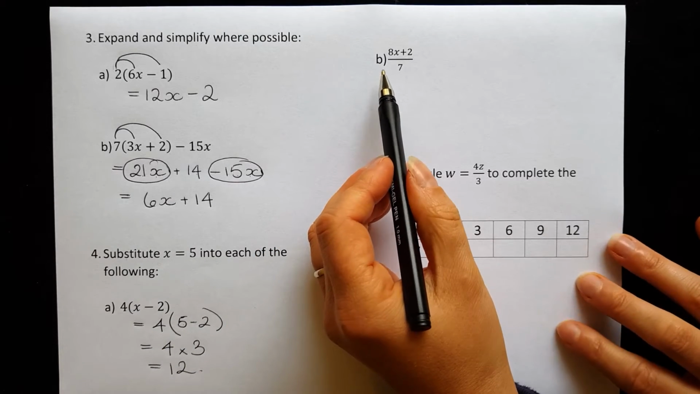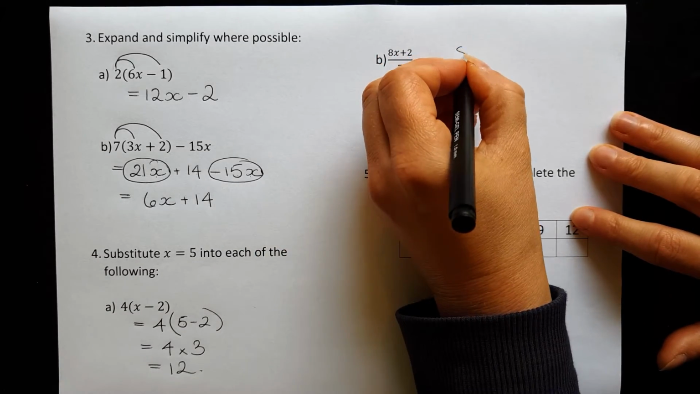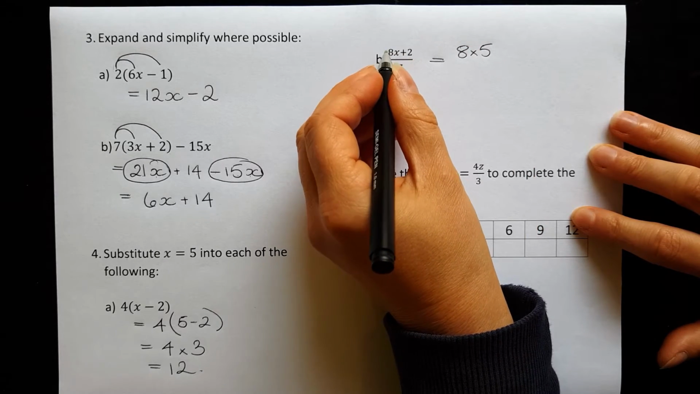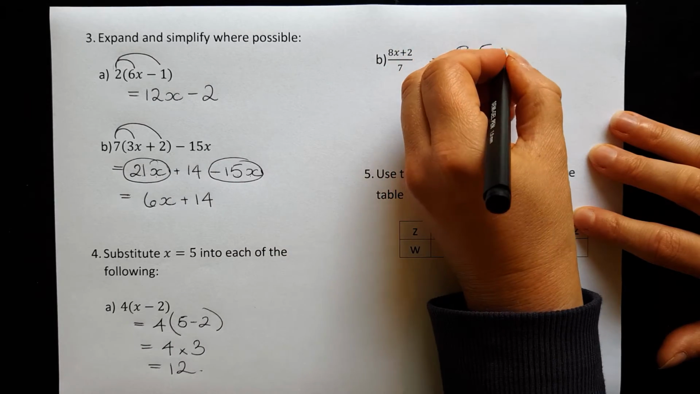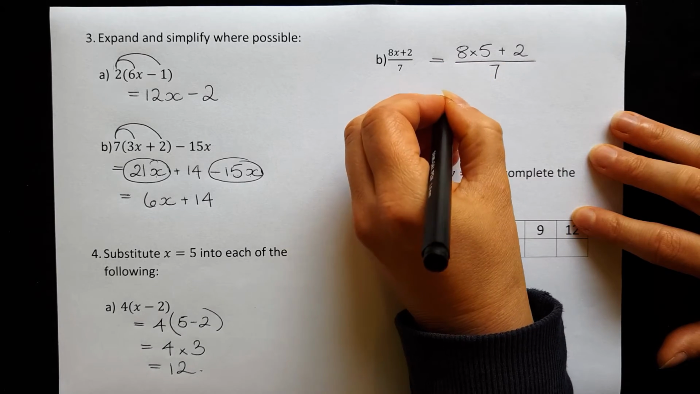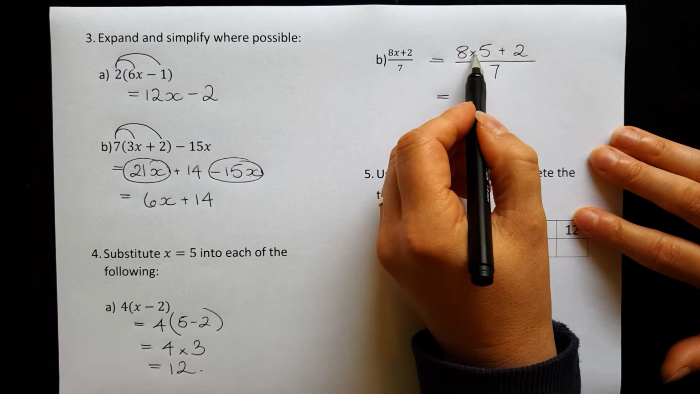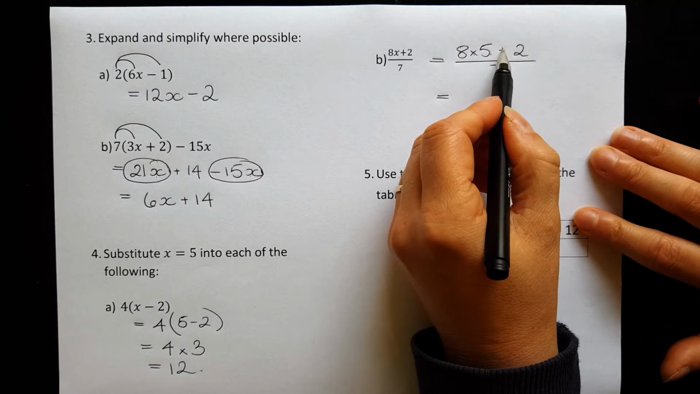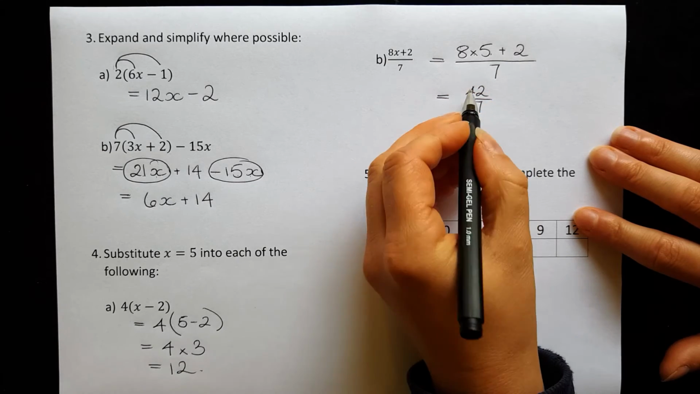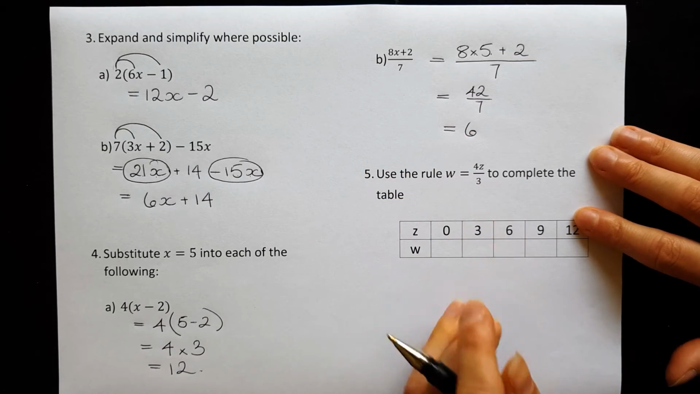Let's do it again for B. Again, x is equal to 5. So along the top here, we're going to have 8 multiplied by 5, because 8x means 8 times 5, plus 2 over 7. We need to work out the top first, so let's work that out. 8 times 5 is 40, plus 2 makes 42. And now we can divide that. 42 divided by 7 goes 6 times.